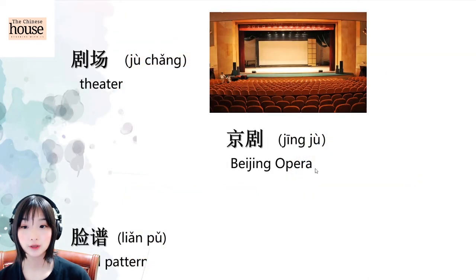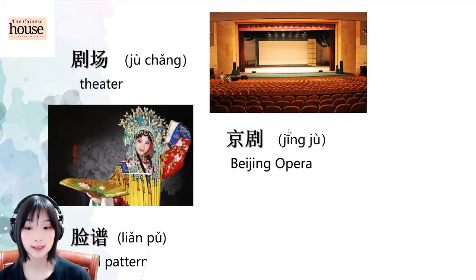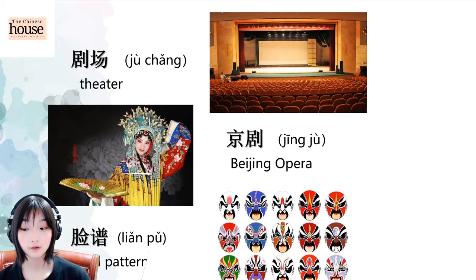And then theater, 剧场. 剧, fourth tone, 场, third tone. Beijing opera, 京剧. 京, flat tone, 剧, fourth tone. Facial pattern, 脸谱. 脸, second tone, because there is a third tone following. 脸谱.